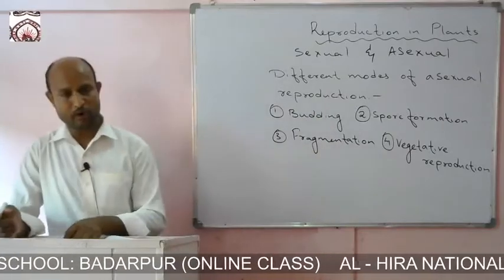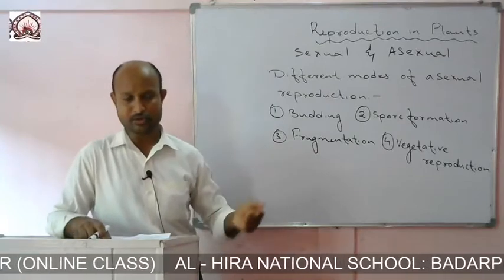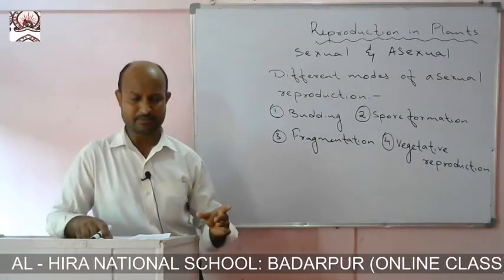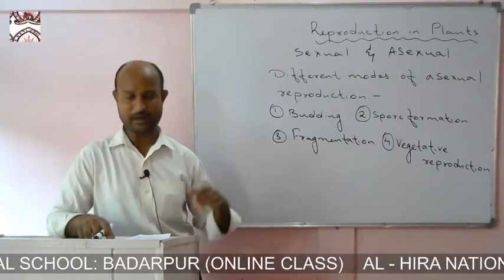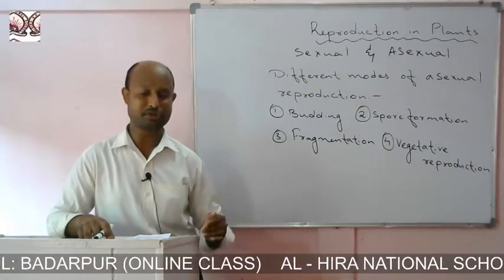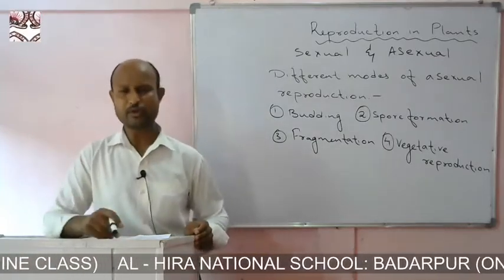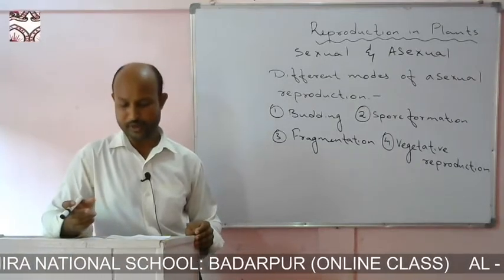Secondly, you have spore formation. It is another mode of asexual reproduction in which the plant produces spores from its body, and with the formation of the spores, reproduction takes place. You might have noticed fern plants. In Bengali, we call it Bud Phaloi. You know it very well.